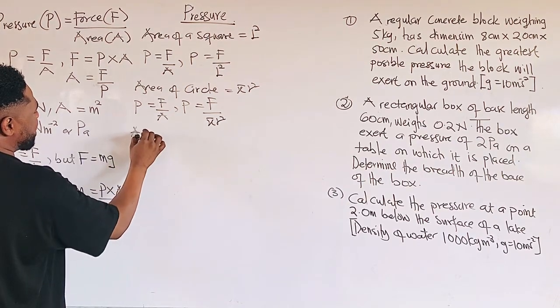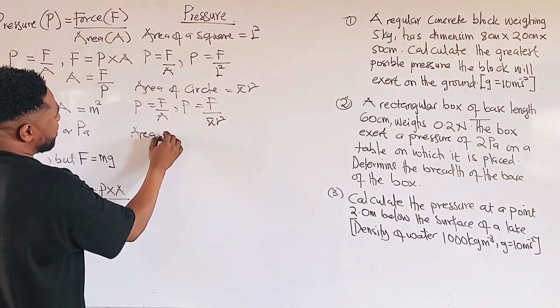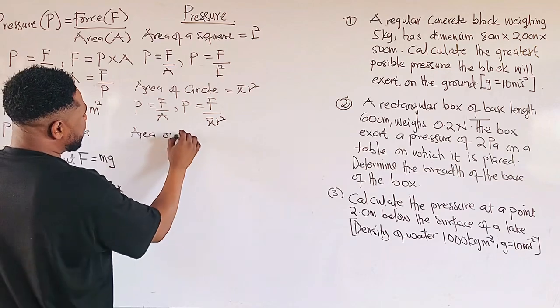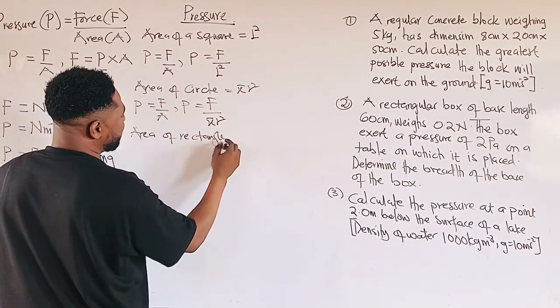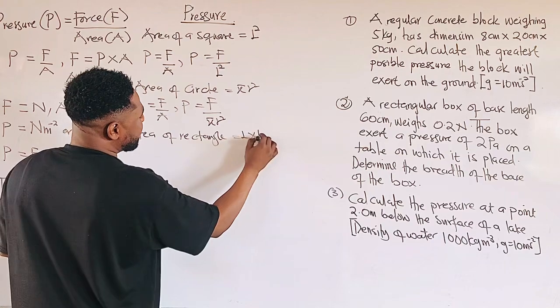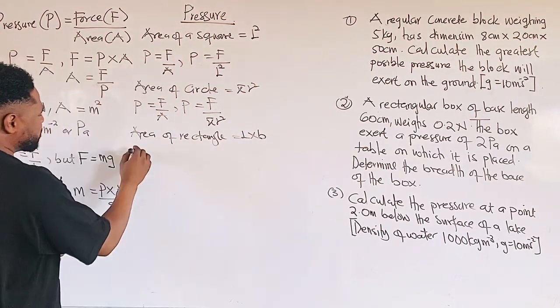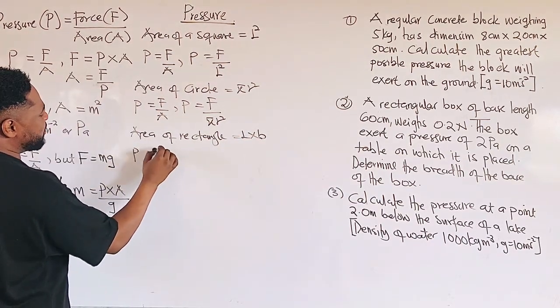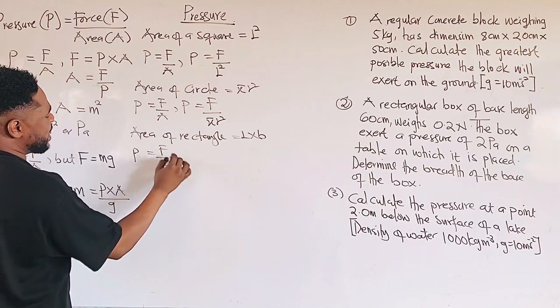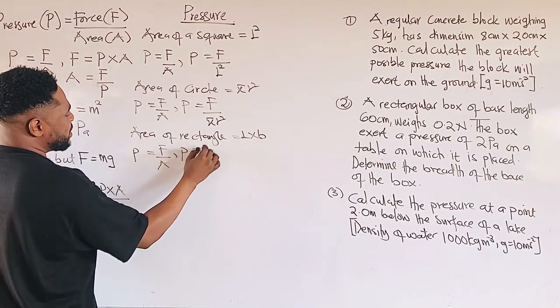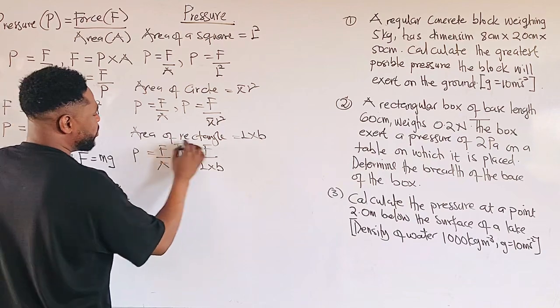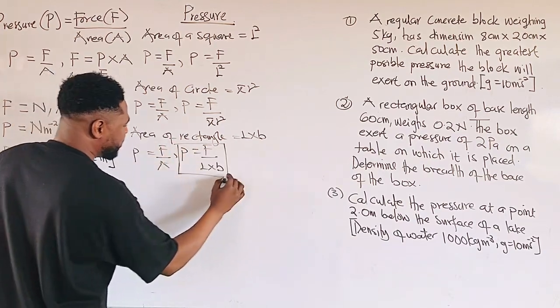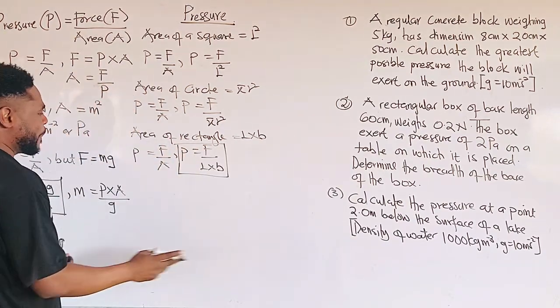And again, we can also be asked about pressure concerning a rectangular object. So we need to know the area of a rectangle, which is length times breadth. So pressure will now be given as force over area, but our area will be L times B, which we also have as a formula on the board.